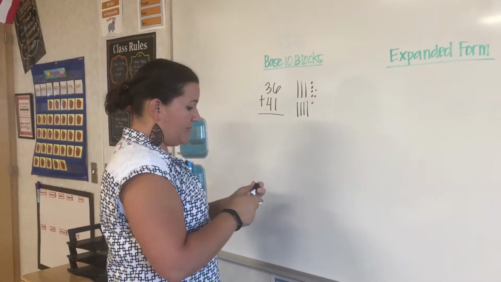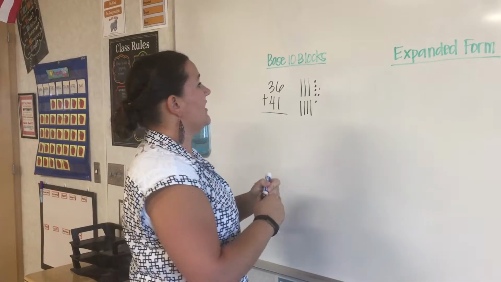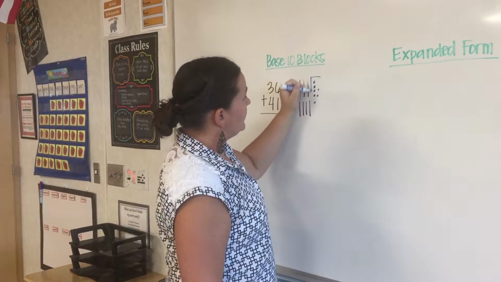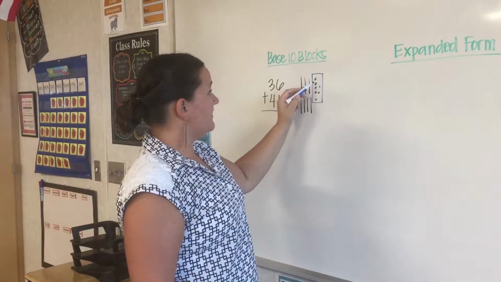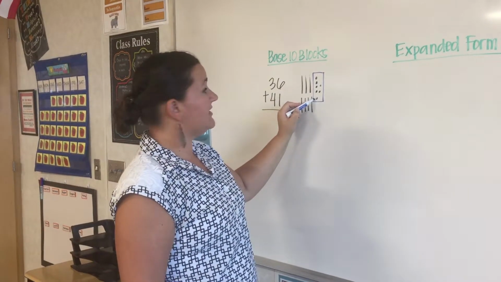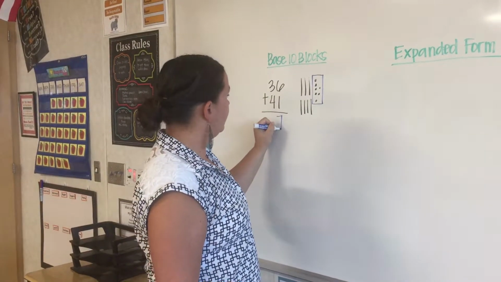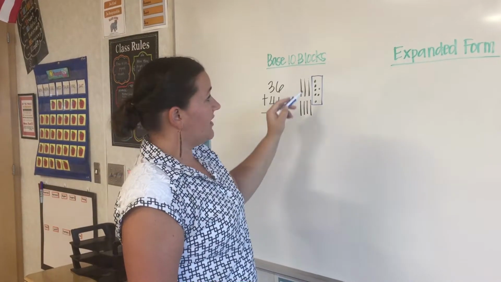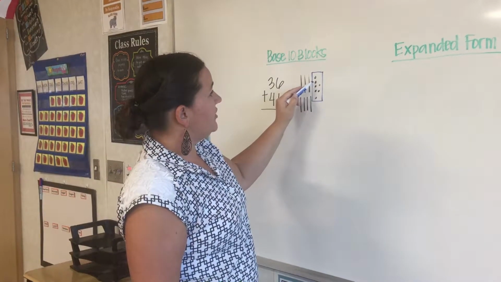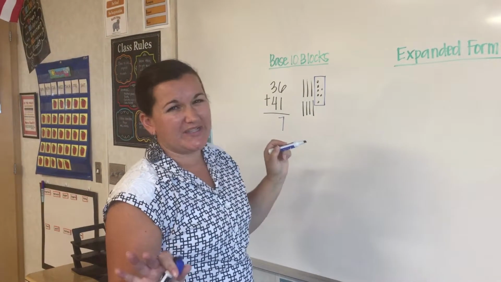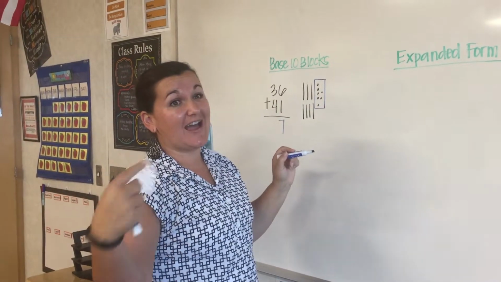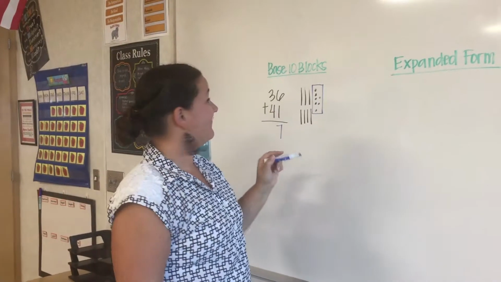Now, our next step in adding is going to be to start with our 1s. So I want to count how many 1s I have here. Well, I know I have 6. If I count on from 6, I have 7. Just to check, let's check. Count with me. 1, 2, 3, 4, 5, 6, 7. I always like to check my work because you know what? Even I make mistakes.